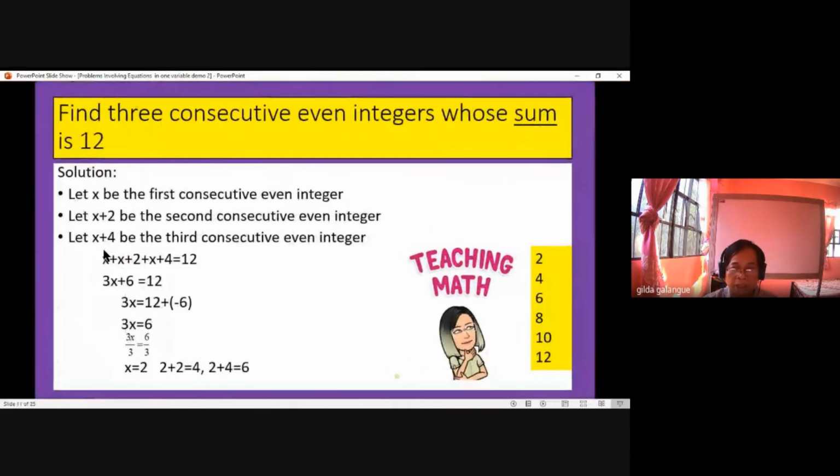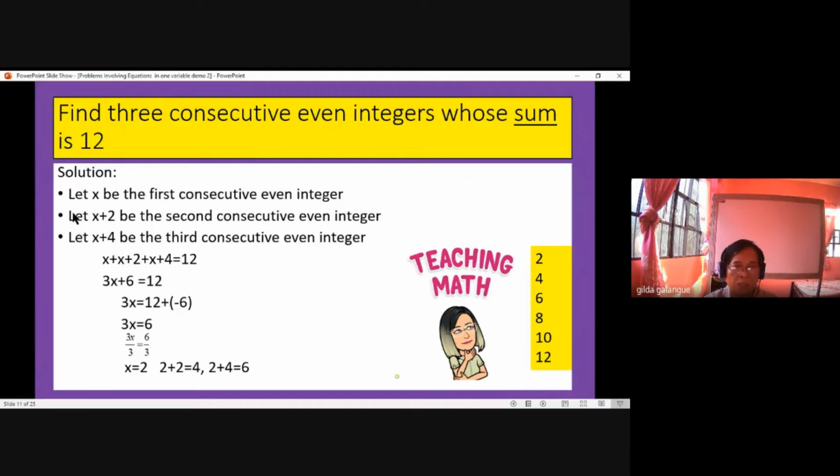We are in the next. Find 3 consecutive even integers whose sum is 12. So 3 consecutive even whose sum is 12. So we have 2, 4, 6. 2 plus 4 is 6. 6 plus 6 is 12. This is by using mental mathematics.